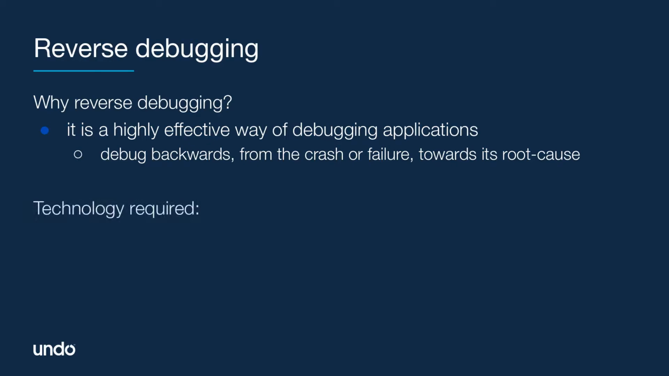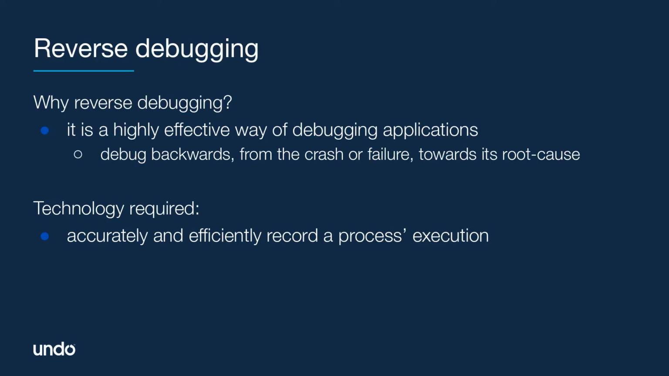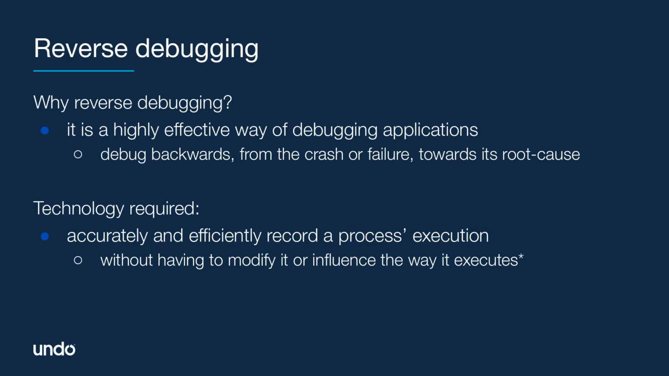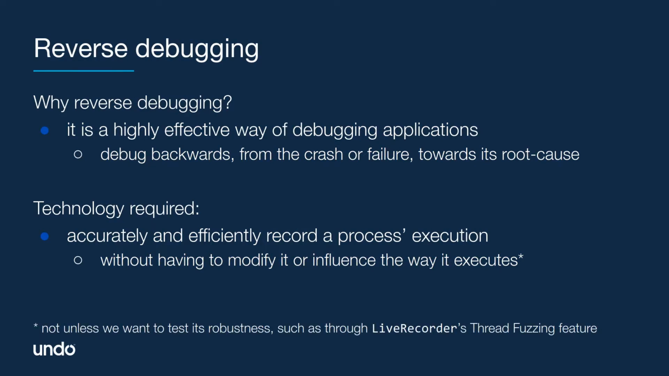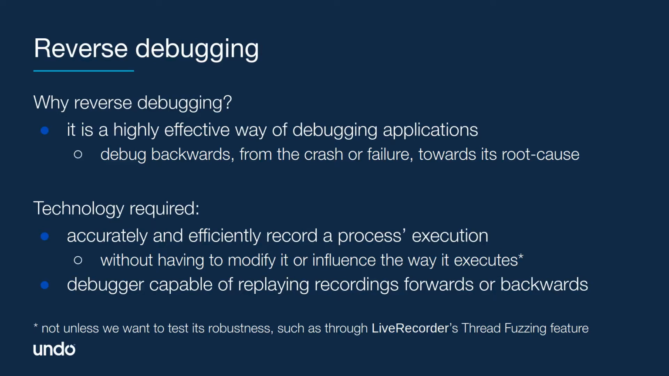In order for reverse debugging to work, we first need to be able to accurately and efficiently record a process's execution. Ideally, we would want to do this without having to modify the process's source code nor affect the way it executes. That is, not unless we want to test its robustness, such as through the use of LiveRecorder's thread fuzzing feature. Finally, if we have the technology for doing such recordings, then we also need a debugger that's able to replay them forwards and backwards.